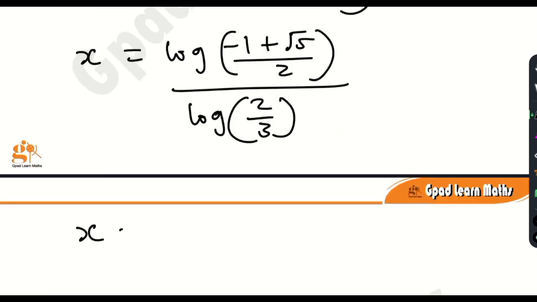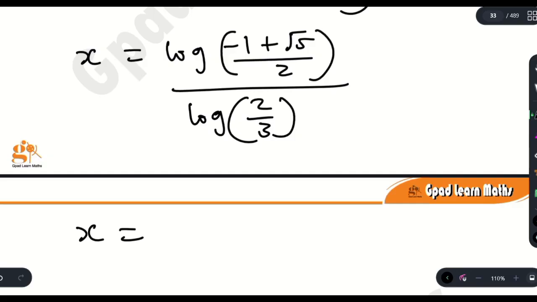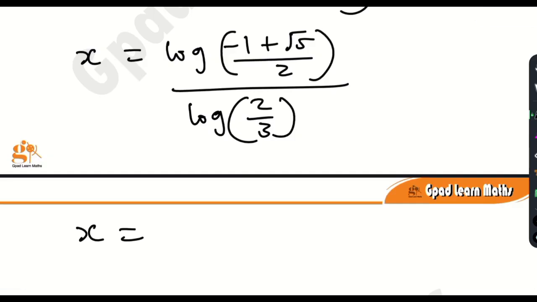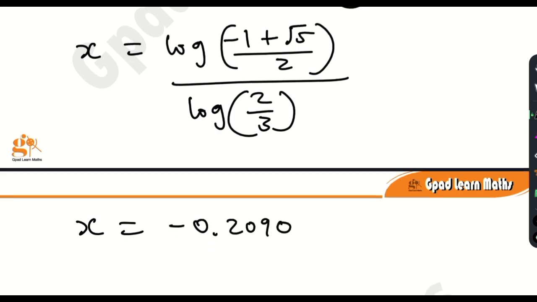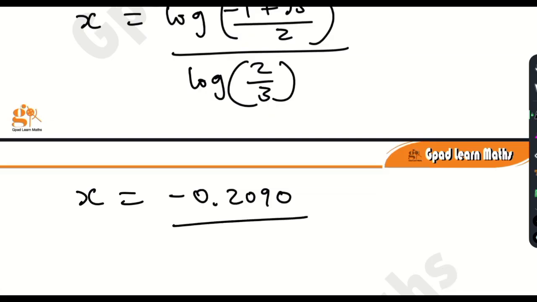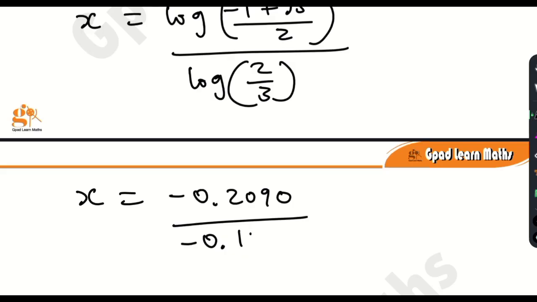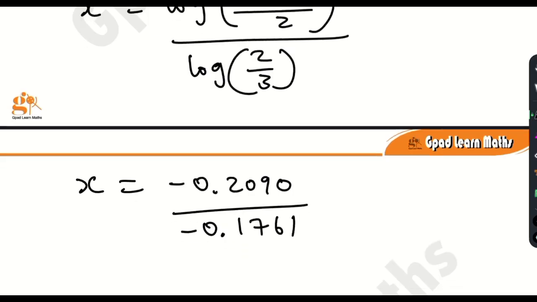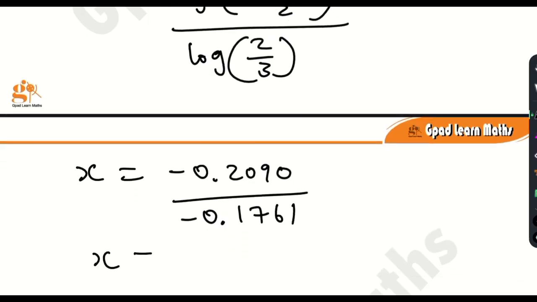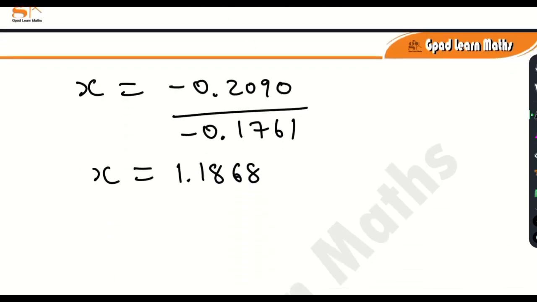If you use your calculator, the logarithm of negative 1 plus root 5 over 2 is negative 0.2090, correct to 4 decimal places. You can confirm this using your calculator. All divided by the logarithm of 2 over 3, which is negative 0.1761. So if you divide this, x will be equal to 1.1868. So this is the value of x that will satisfy the equation.